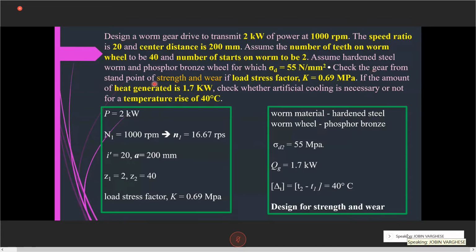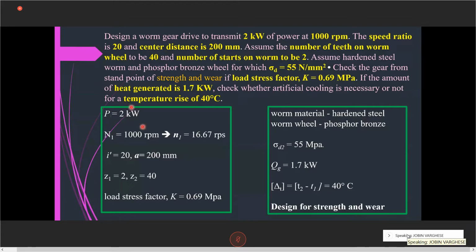Then check the gear from the standpoint of strength and wear. If the load stress factor K is equal to 0.69 megapascal and the amount of heat generated is 1.7 kilowatt, check whether artificial cooling is necessary or not for a temperature rise of 40 degrees. So a temperature rise is given. In fact, we have to check whether artificial cooling is needed or not. So that is the major thing.